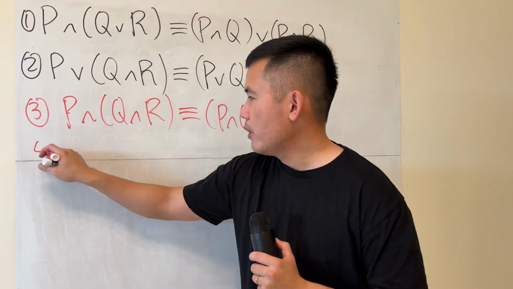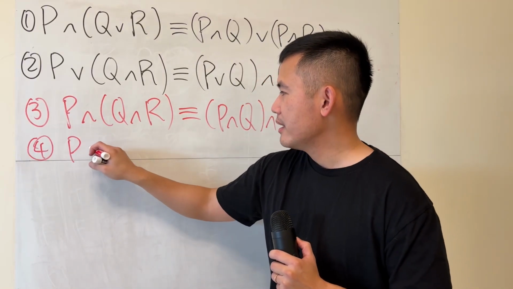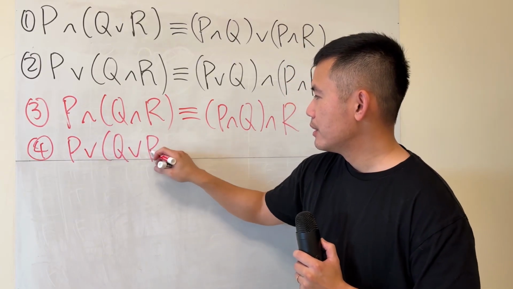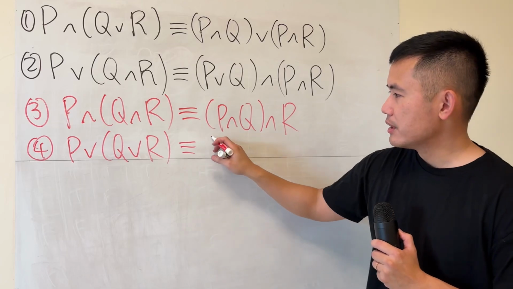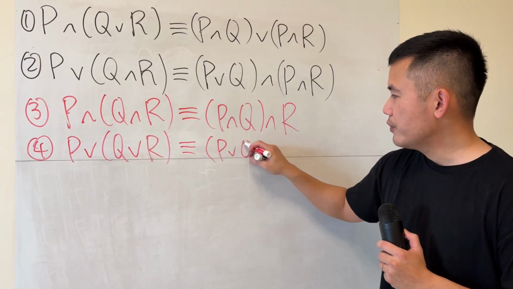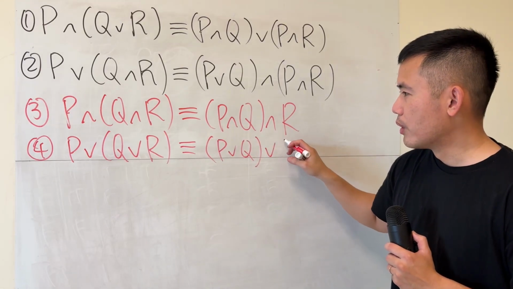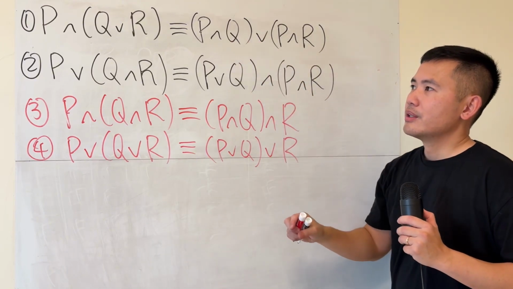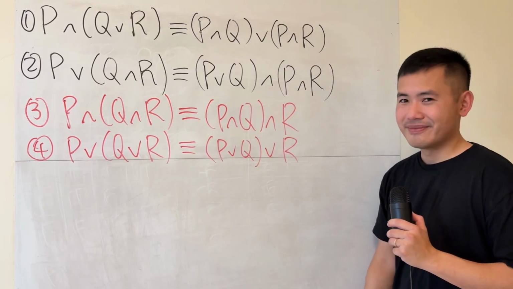And then number 4, if you have or, then again, this is the same as saying you do P or Q first and then do or R. Yeah. These two are trickier, I'll say. Yep, that's it.